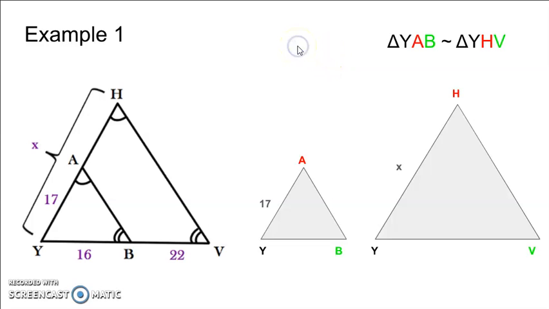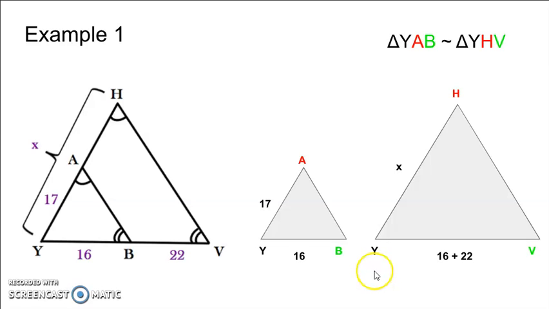With that being said, I'll label my triangles: 17 for the AY and the X for the HY, and of course 16 for YB, and notice down here on YV, it's actually 16 plus 22, which of course we recognize is 38. That's important to recognize though. Sometimes that's an X, sometimes it's a variable. You want to be careful there.